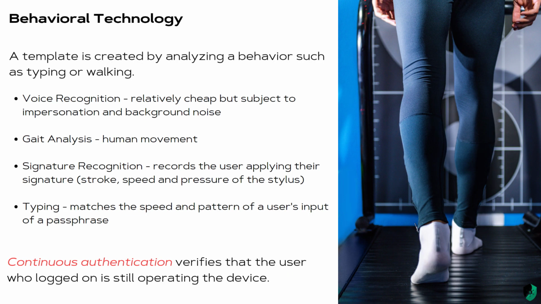And then, of course, you have the behavioral technology. This is a template created by simply analyzing a behavior such as typing or walking. Now, you do have several types. You have the voice recognition, where it's relatively cheap, but subject to impersonation and background noise. So it might not be the most effective. And then you've got the gait analysis. This is the human movement.